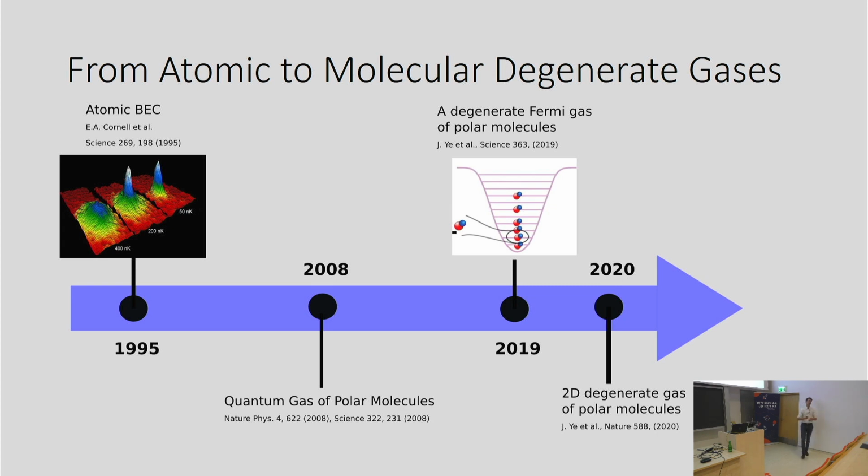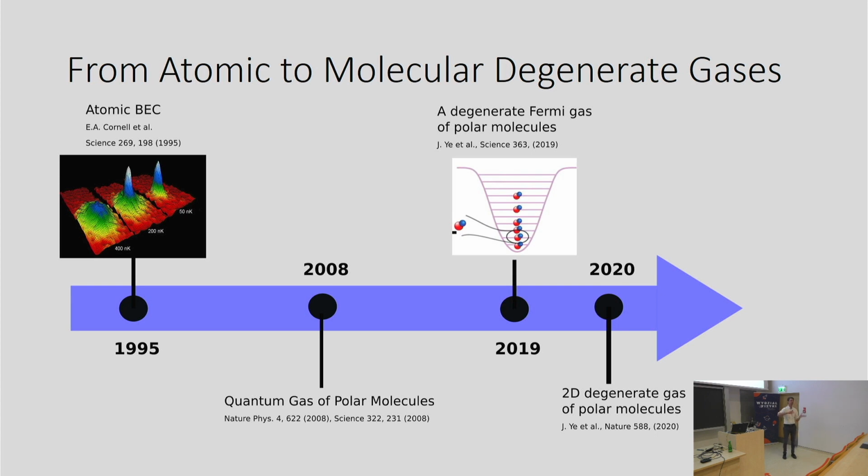So what happened with molecules? It took us another, I guess, about 20 years until we had the quantum gas of molecules in an optical lattice. So it already illustrates it's a lot harder. It took another almost 11 years until we had the quantum degenerate Fermi gas. And then very recently, there's rapid progress.